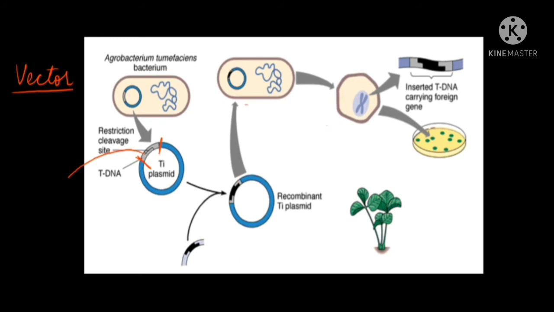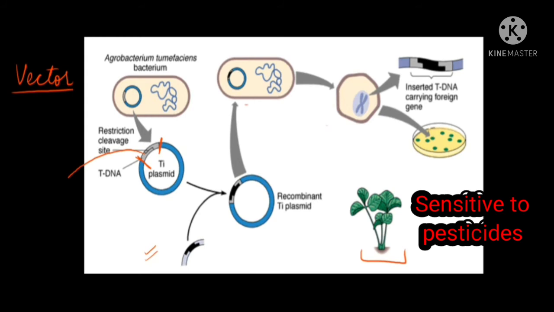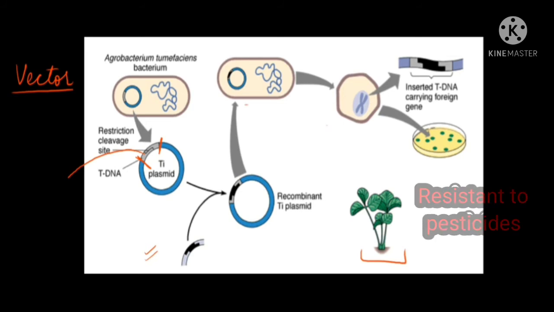Instead of this gene, a new gene is incorporated in the same plasmid. This gene is capable of producing better products. For example, this is a plant which is sensitive to pesticides, and we want to modify it to be able to resist the pesticides. We will have to transfer a gene which is resistant to pesticides. So, first this gene is inoculated inside the plasmid, and the plasmid is again transferred into the same bacterium.